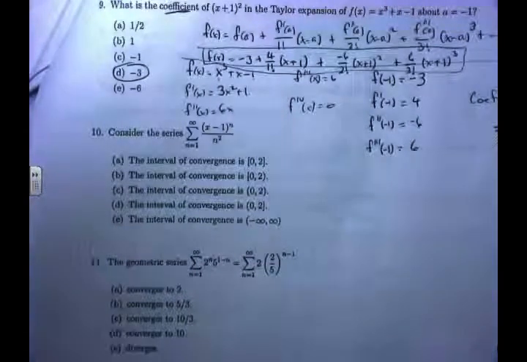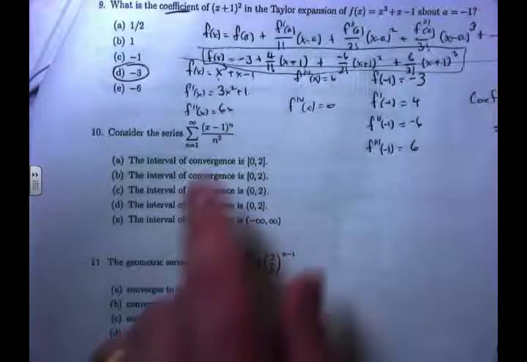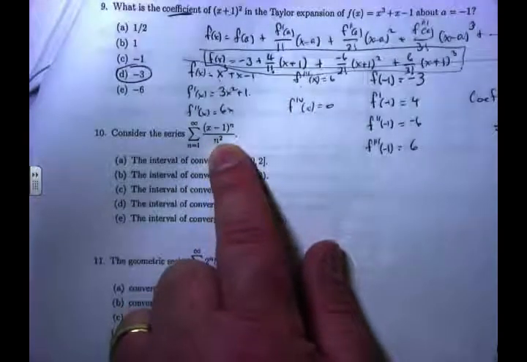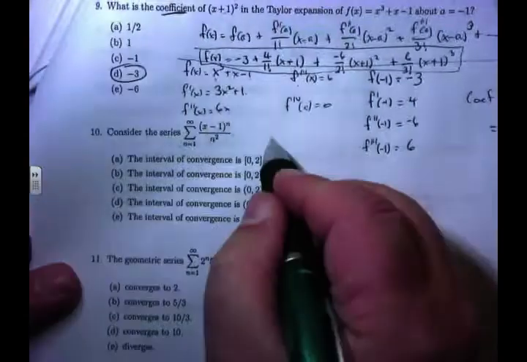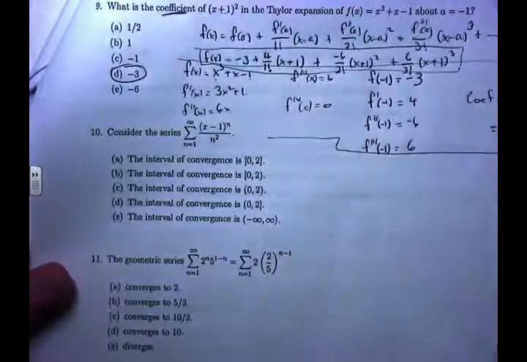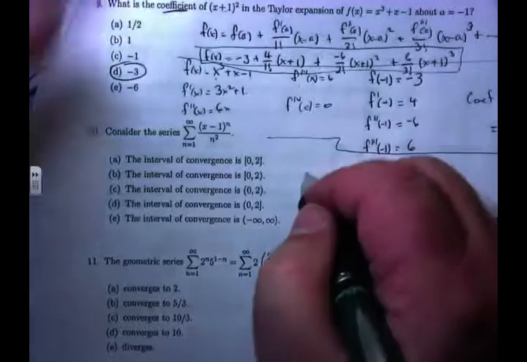Anytime you need to find the interval or radius of convergence of a power series, and this is a power series because it has a series with an x in it, what do we always use? Ratio test. So let's use the ratio test. Just to separate my papers here. Here we go, ratio test.